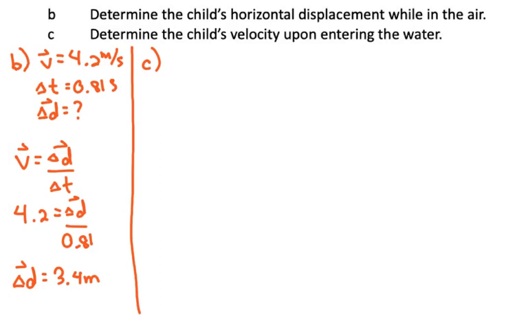Question C, the child's velocity upon entering the water. Again, we need to take into account both the horizontal and the vertical components of the velocity. What we know for sure, the child is traveling at 4.2 meters per second horizontally. And we don't know how fast the child is falling vertically. What we're being asked to find is the vertical, so again, we'll deal with the vertical side of this. VF, vertical, is what we're being asked to find.